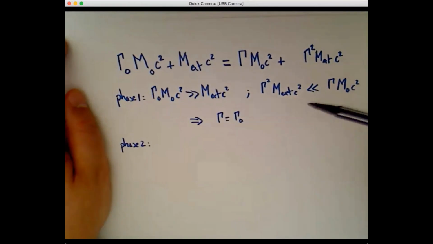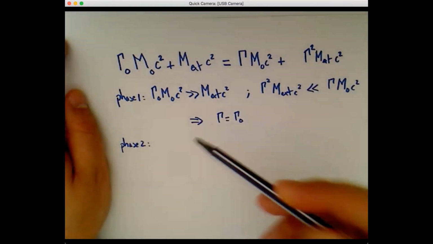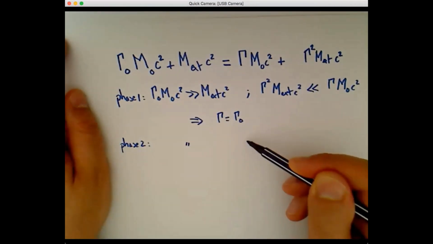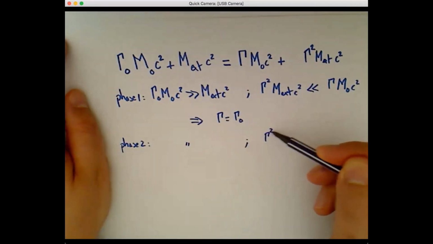In the second phase, these terms become larger than this one. So the first condition is the same, but the second condition is the opposite.